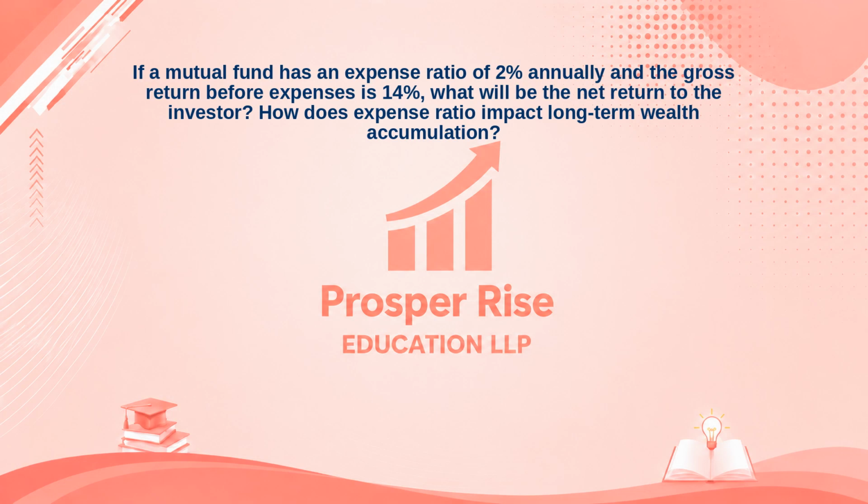If a mutual fund has an expense ratio of 2% annually and the gross return before expenses is 14%, what will be the net return to the investor? How does expense ratio impact long-term wealth accumulation?